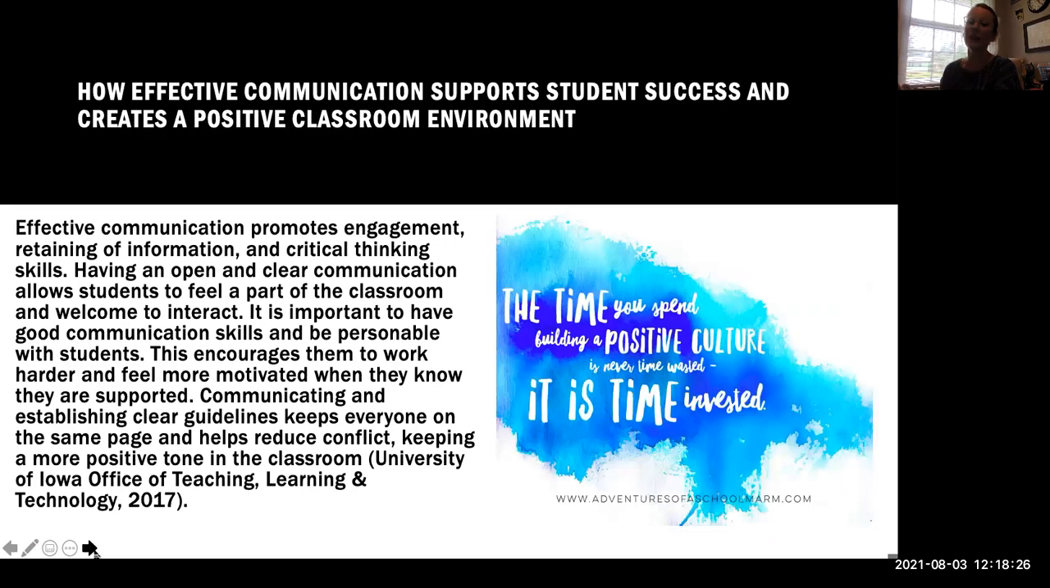So lastly, effective communication supports student success by creating a positive classroom environment. This is because it promotes engagement, retaining information, and critical thinking skills. When you have an open and clear communication, it's going to allow students to feel like they're a part of the classroom and welcome to interact. It's going to encourage them to work harder and feel more motivated when they know that you are supporting them. When we have these clear guidelines, it keeps everyone on the same page and really helps to reduce the conflict and keeps a more positive tone in the classroom.